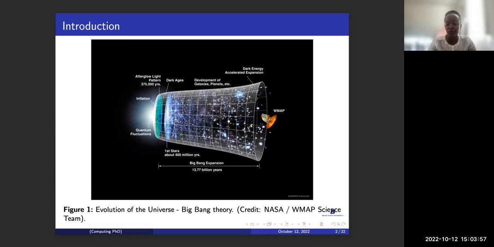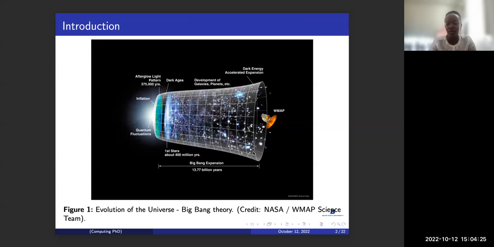So the current dominant model explaining the components of our universe and how our universe came to be is the Big Bang theory. It explains that our universe started as a big explosion. Initially, it was just a small dot that was very condensed and hot, and then it exploded. And with the explosion, it just started expanding and expanding and expanding.